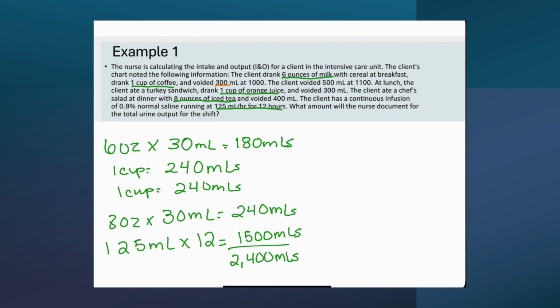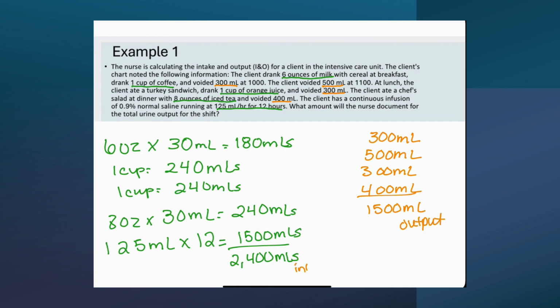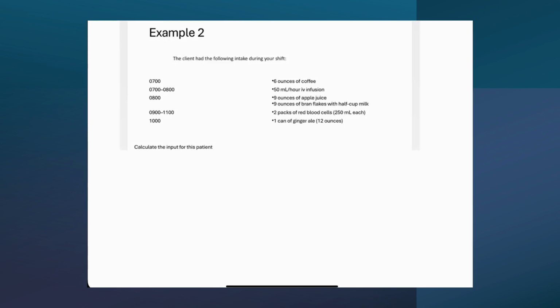All right. So now, let's go back to the problem and highlight the output. The patient voided 300 mLs, they voided 500 mLs, they voided 300 here, and they voided 400 here. All we have to do is add all these up together. So 300 mLs, 500 mLs, 300 mLs, and 400 mLs, and you add all that up together and you would get 1,500 mLs as our patient output, and our patient intake is going to be 2,400.